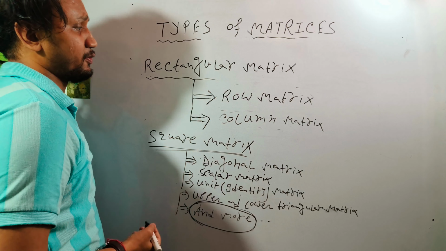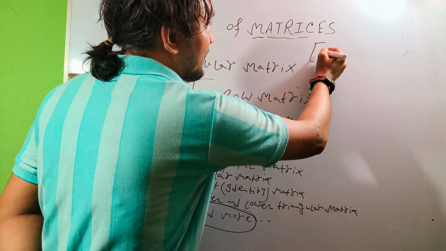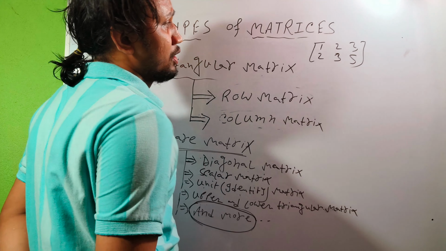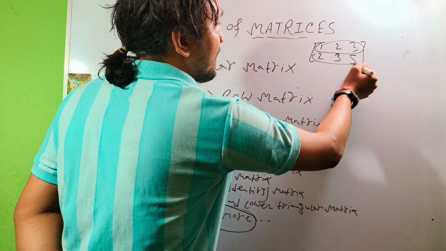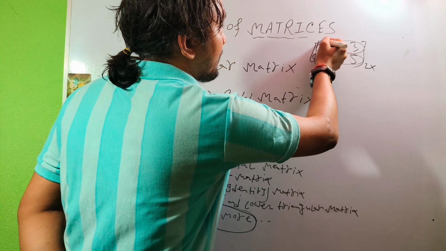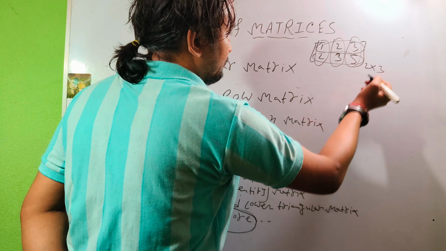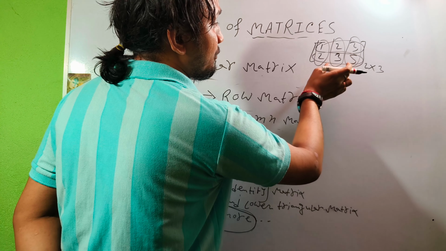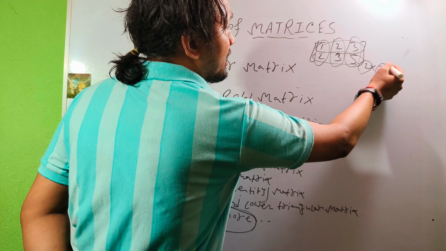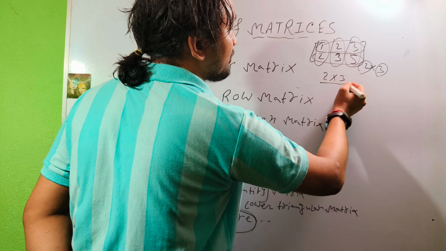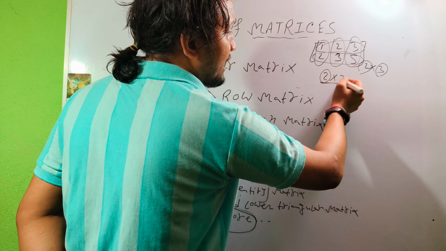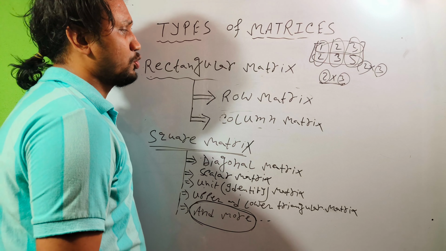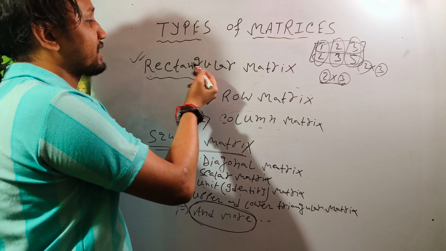At first, rectangular matrix. If I write down here 1, 2, 3, 2, 3, 5, then it is a matrix having two rows, 1 and 2, and three columns, 1, 2, 3. So the matrix which I have written here has two rows and three columns. That is, it is a matrix of 2 by 3 order. If the number of rows and number of columns of a matrix be not equal, then the matrix is known as rectangular matrix.